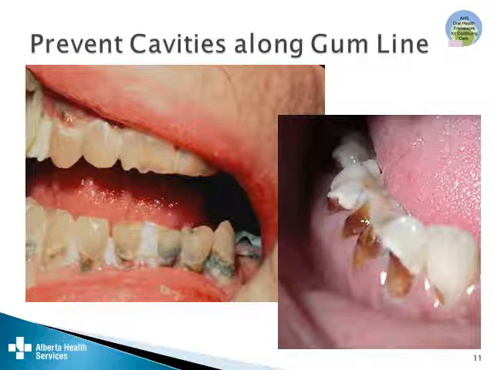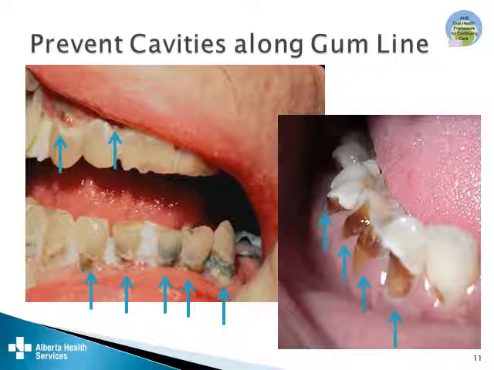Why is brushing so important? Besides preventing gum infections or gingivitis, brushing also prevents cavities. For older adults, cavities or tooth decay are more common along the gum line of teeth than in younger people. Brushing thoroughly along the gum line with the brush at a 45-degree angle will break up the plaque that causes the cavities.